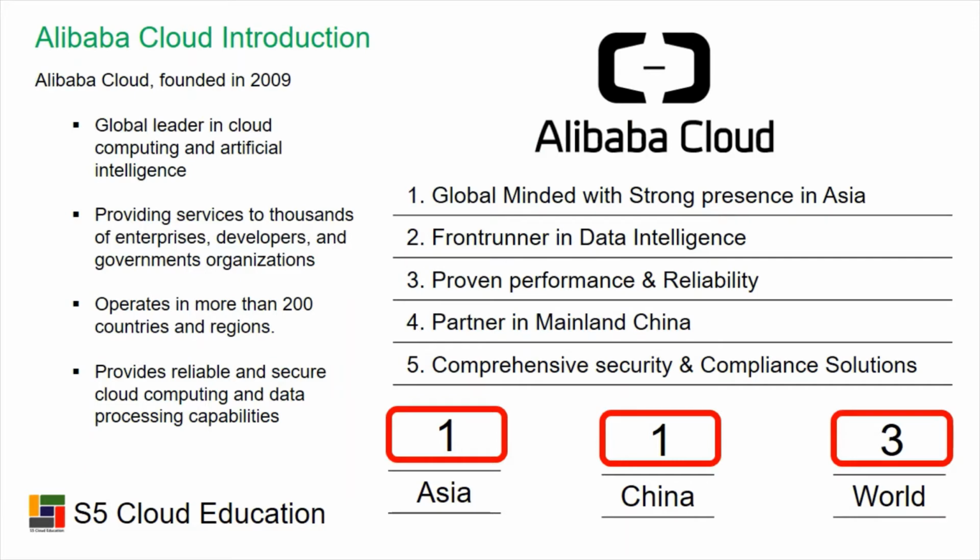Alibaba Cloud, founded in 2009, is a global leader in cloud computing and artificial intelligence, providing services to thousands of enterprises, developers, and government organizations in more than 200 countries and regions. Committed to the success of its customers, Alibaba Cloud provides reliable and secure cloud computing and data processing capabilities as a part of its online solutions. Alibaba Cloud stands number 1 in Asia and China, while third in the world.